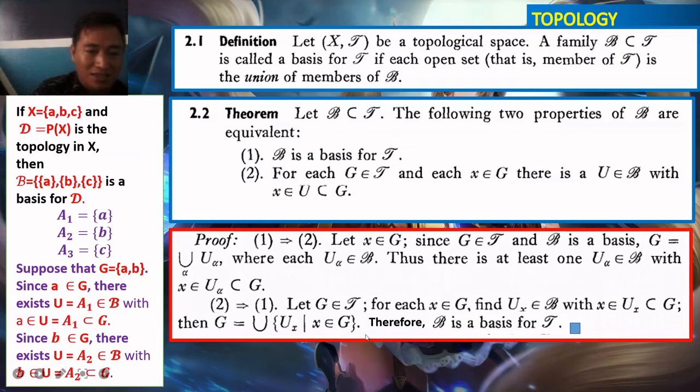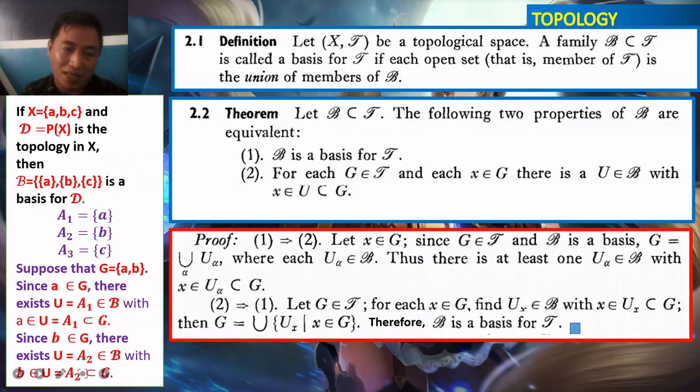Example. Let X be the set containing A, B, C, and let script D, the power set of X, be a topology on X. Then our script B containing A, B, C is a basis for script D. Let A1 contain A, A2 contain B, and A3 contain C. Now suppose our G is equal to AB. Then it is an element of tau, which is the power set of X. So G, which contains AB, is an element of tau. It is open in the power set of X.